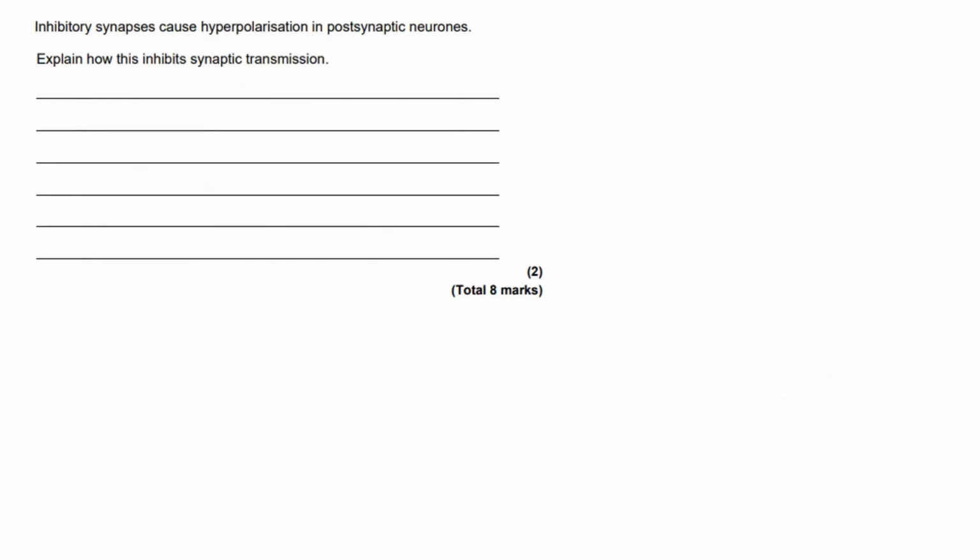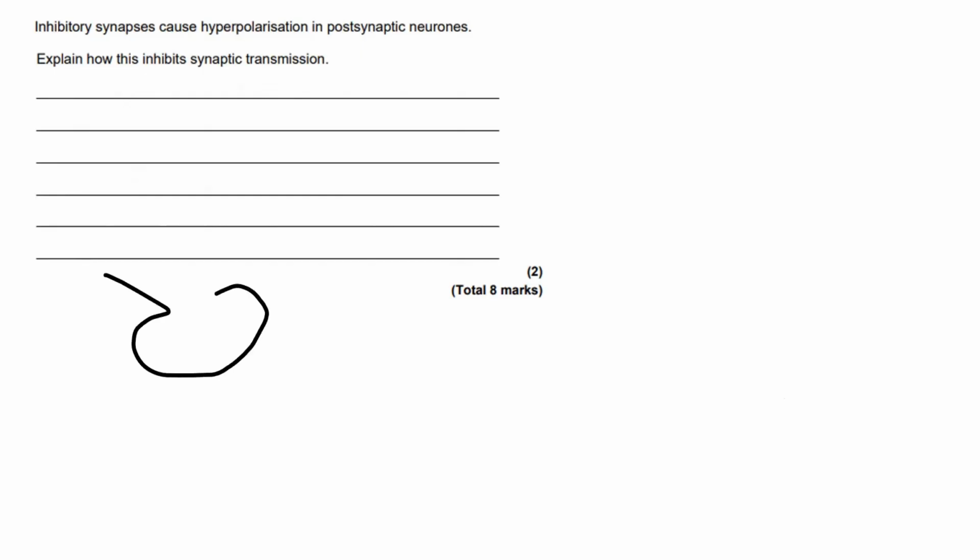Inhibitory synapses cause hyperpolarization in the postsynaptic neurons. Explain how this inhibits synaptic transmission. It's worth 2 marks. So how does hyperpolarization stop an action potential forming in the postsynaptic neuron? Explain. Have a go. Pause. All right, I'm going to go through the answer. So I'm going to give you an example here.